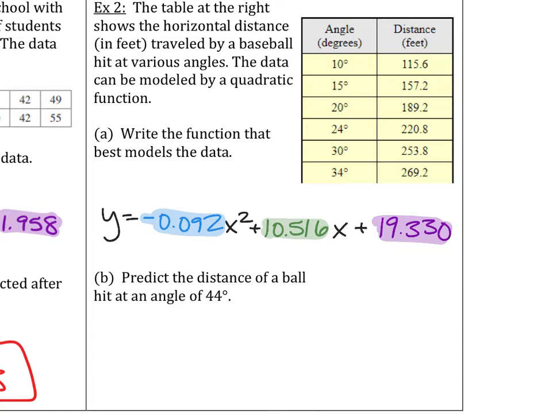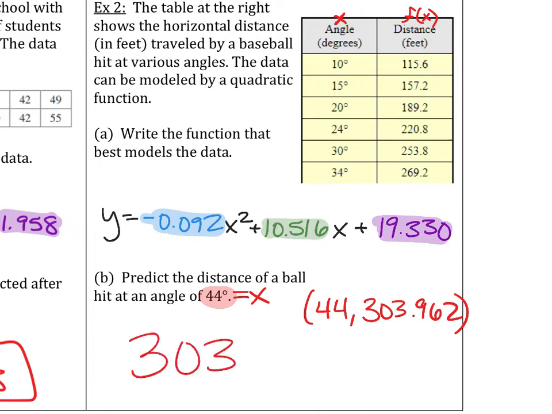But if we want to predict the distance of a ball hit at an angle of 44 degrees, did they give me an input or an output? Input. They gave me an angle measurement, and my angle measurement is my x value when my output is the distance. So I also want to graph the line x equals 44 and see where it crosses. It should have crossed at the coordinate point 44, 303.962-ish. Is that what y'all saw? Yeah. Which means the distance of the ball would be 303-ish, I guess round up, 303.96 feet.